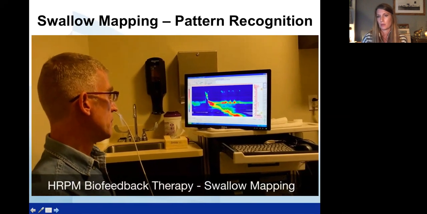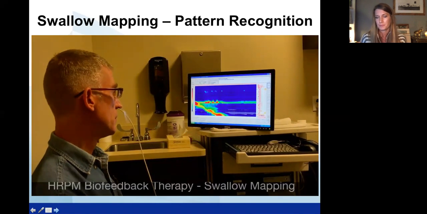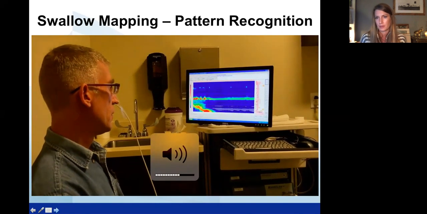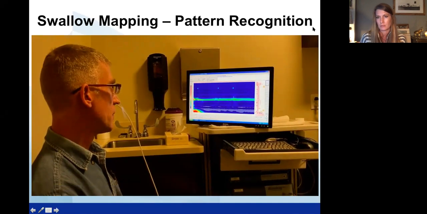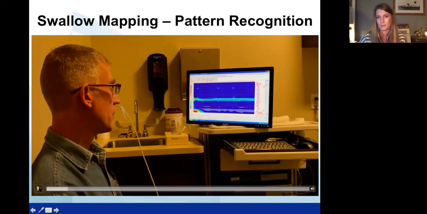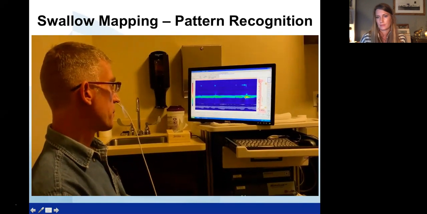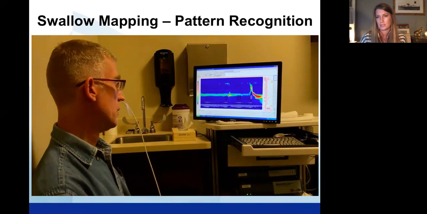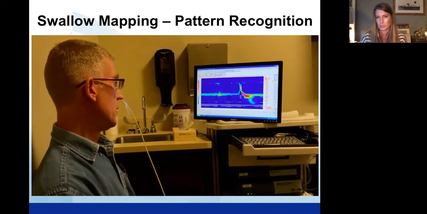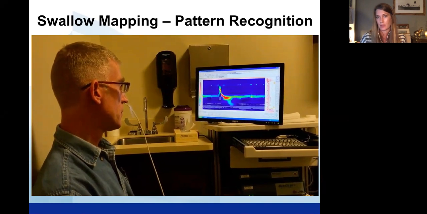And this is just an example of a biofeedback therapy session with swallow mapping. Hopefully the audio will play for you. But if not, I'll describe what's happening, and it's closed captioned as well. So I'm just telling him to swallow. You're going to see the swallow come across the screen. This is this patient's last session, so he's very familiar with the procedure. And so I'm asking him how he felt about that swallow.